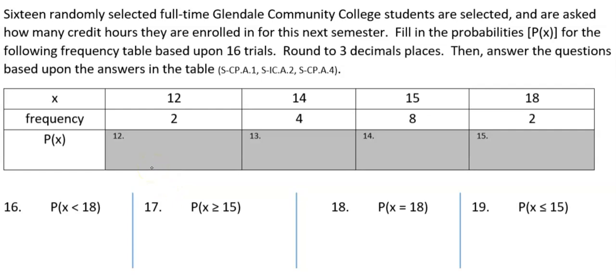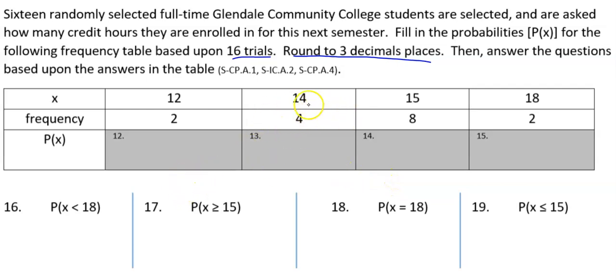The same applies here. 16 randomly selected full-time Glendale Community College students are asked how many credit hours they are enrolled in for the next semester. Fill in the probabilities P of X for the following frequency table based on 16 trials. So we are asking 16 students. Round to 3 decimal places, then answer the questions.